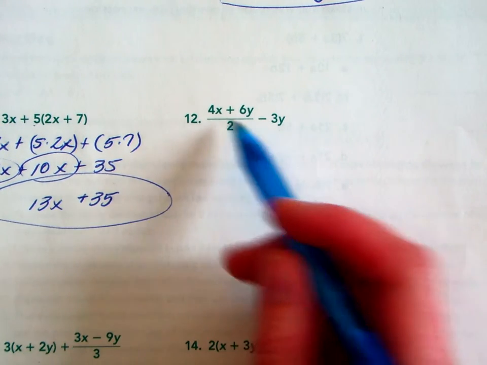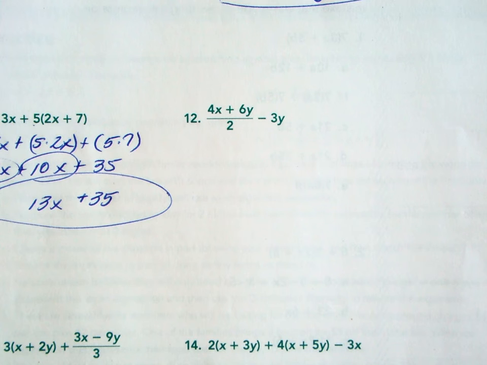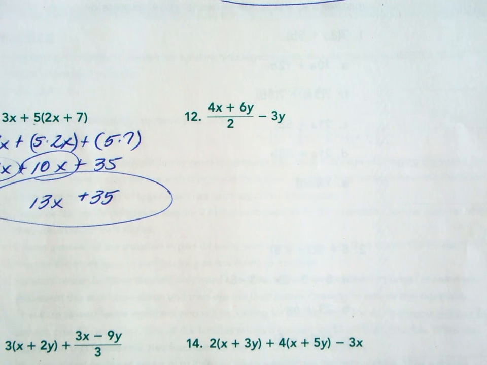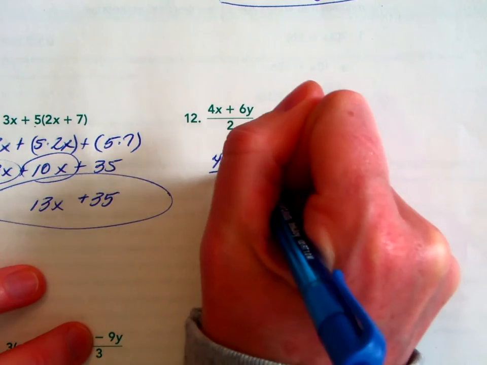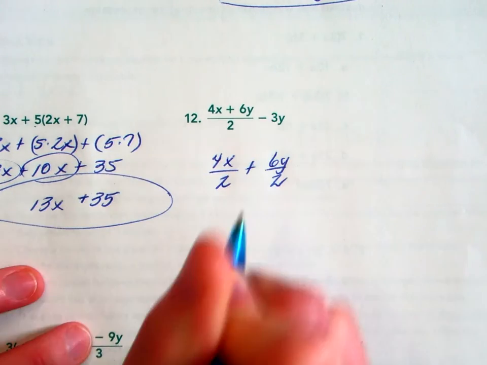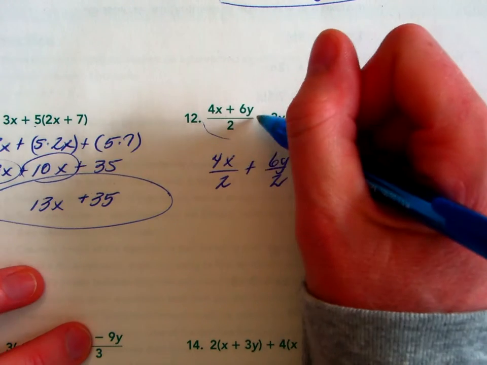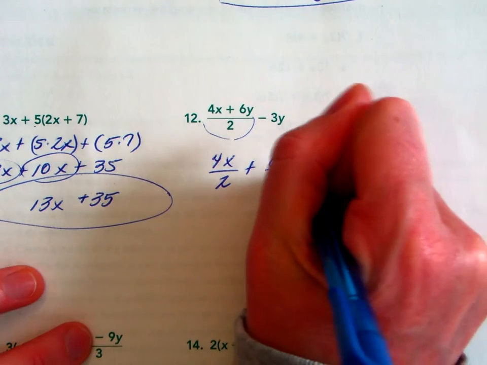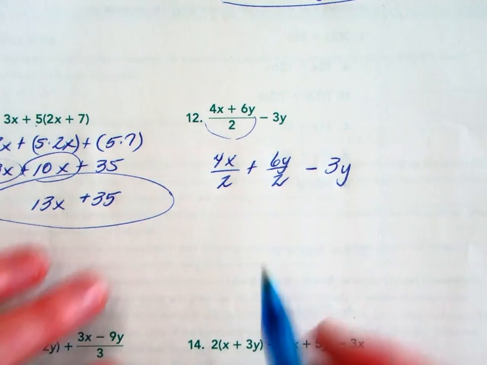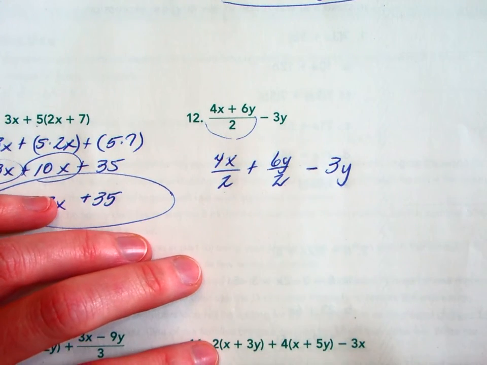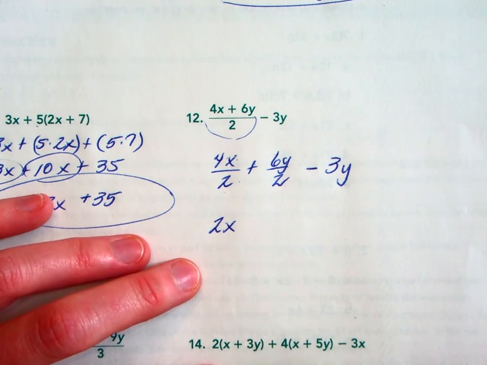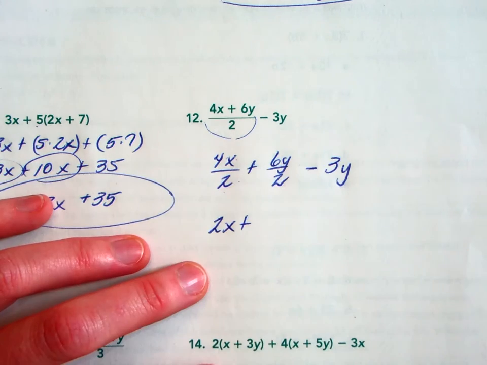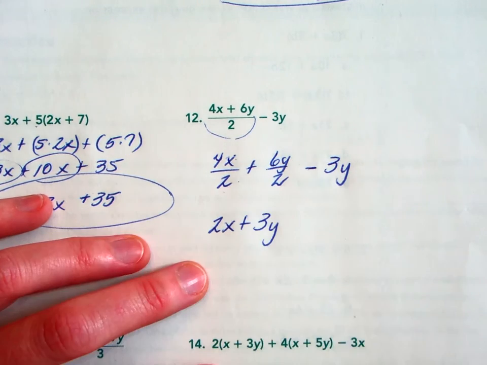Okay, this looks like one of those division-y sort of things that we did. So we're going to take every term of the numerator and divide it by the denominator. I'm going to split this up as 2x divided by 2 plus 6y divided by 2. So that takes care of that. The whole thing minus 3y. Now treat each one of these division problems independently. 4x divided by 2 means you have 2 x's. 6y's divided by 2 means you have 3 y's.